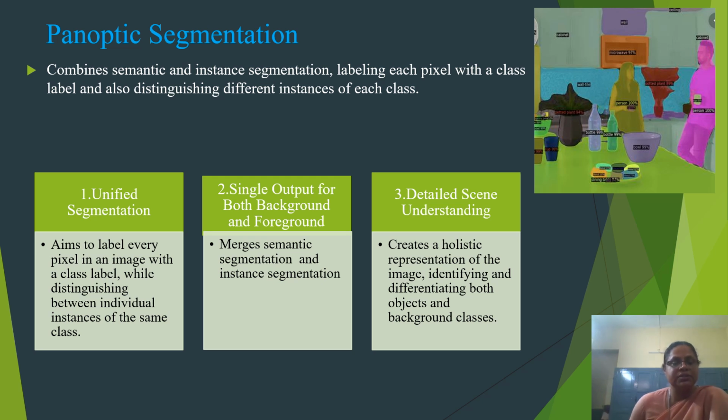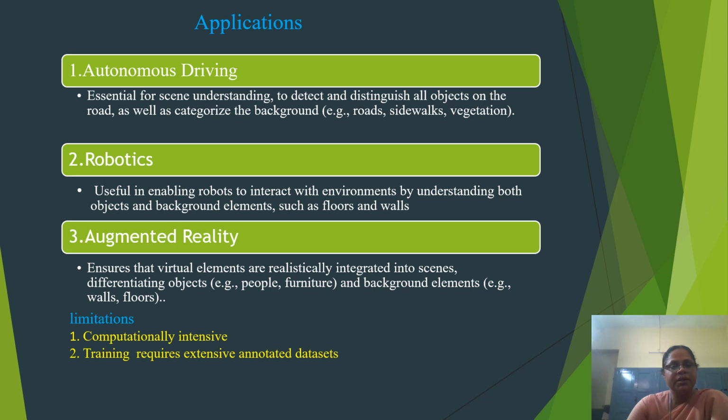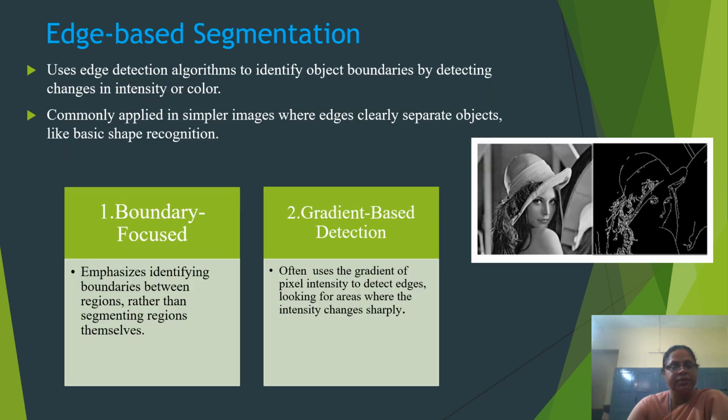Its key characteristics are unified segmentation, a single output for both background and foreground, and detailed scene understanding. The methods and architectures used are feature pyramid network, EfficientPS, and unified panoptic segmentation network. The applications are autonomous driving, robotics, and augmented reality. Its limitation is that it is computationally intensive, and training requires an extensively annotated data set.